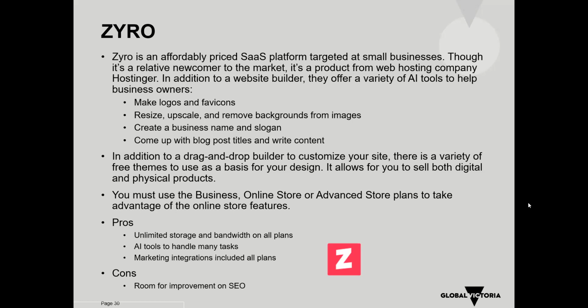On the positive side, unlimited storage and bandwidth on all plans, AI tools to handle many tasks, marketing integrations included on all plans, and again, on the downside, room for improvement on SEO. So if anything is a common theme in all the platforms we've looked at today, it's that SEO needs work in most of them. So that is definitely something that you want to be thinking about when you are selecting a platform, if SEO is really important to you.